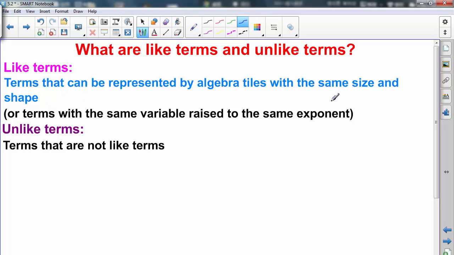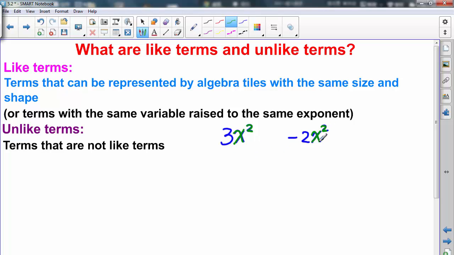I'm not so sure if you like this one. For me, I really like this definition for like terms. Terms with the same variable raised to the same exponent are like terms. That means if you have 3x squared with negative 2x squared, I only need to look at the variable. Both of these two terms have the same variable x, and this x is raised to the exponent 2, and this x is also raised to the same exponent too.